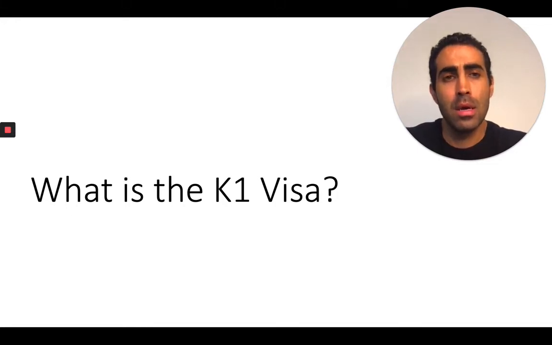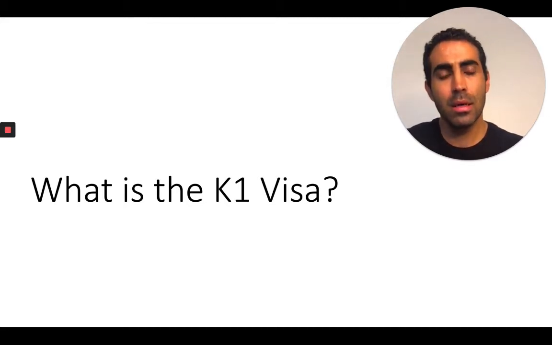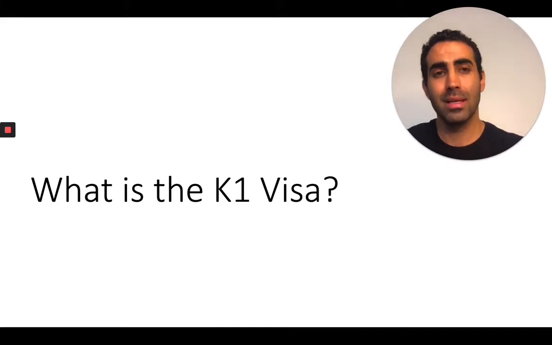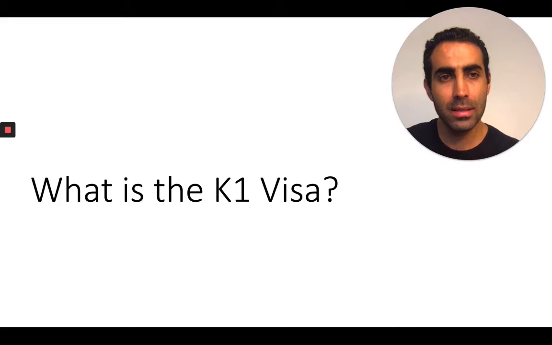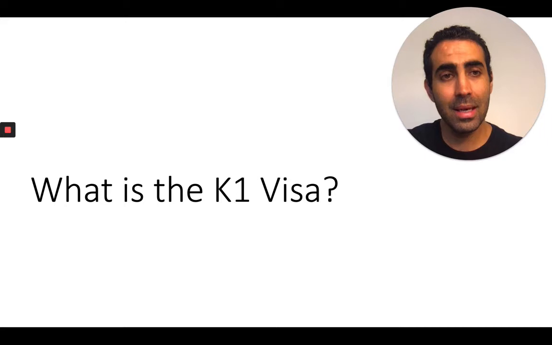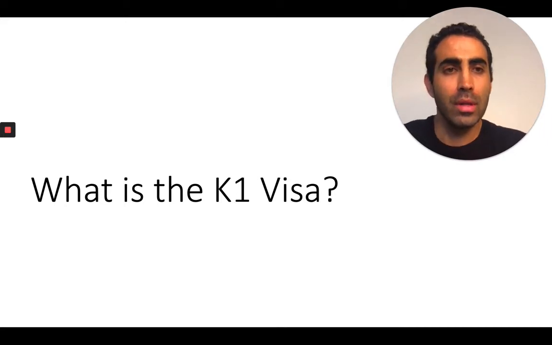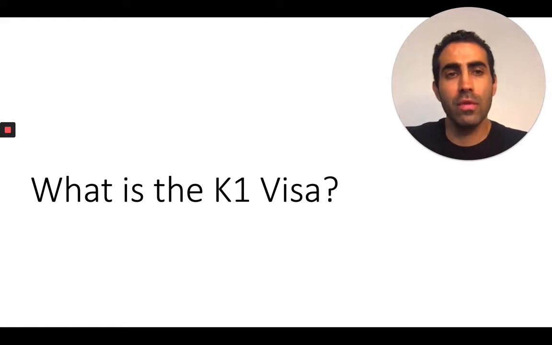United States. Basically, the K-1 visa, also called the Fiancé visa, allows a U.S. citizen to apply for a visa for their foreign fiancé to come to the United States. Once the fiancé is in the United States, the couple can get married. And once they get married, the non-U.S. citizen can apply for their green card in the United States without leaving. That's a basic overview of the Fiancé visa.